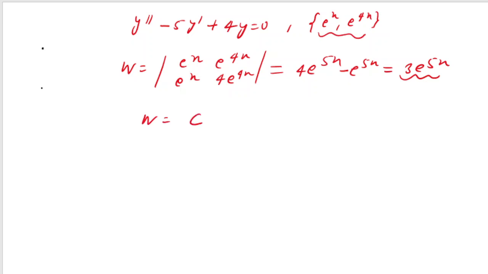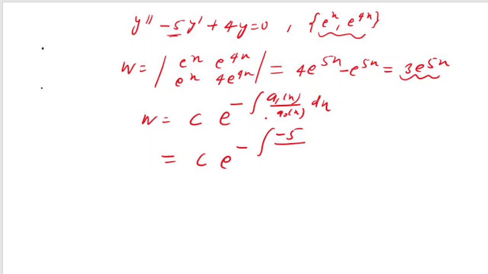That formula is c e to the power minus integral of a1x by a0x dx. So what will it be? It will be c e to the power minus, what is a1x? a1x is minus 5, so I write minus 5. And what is a0x? There is no a0x, meaning 1, and then I write dx. So it is equal to c e to the power, this minus minus becomes plus, I get 5 dx. So the answer will be c e to the power 5x.